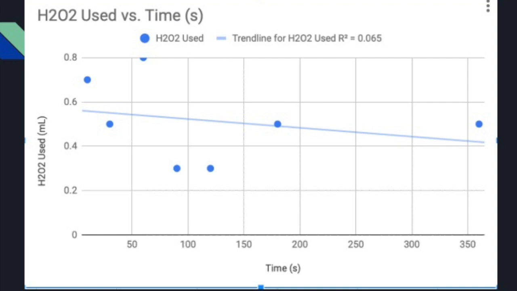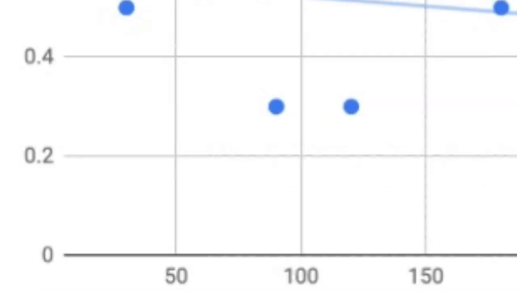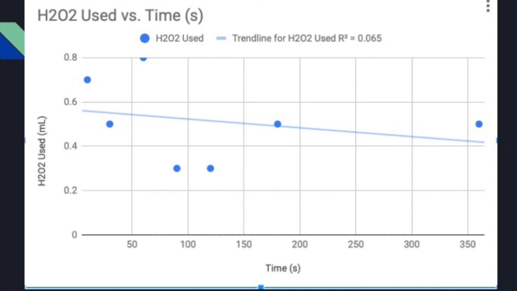Between 90 and 120 seconds, the amount of hydrogen peroxide left remains the same, which corresponds with our understanding that reaction rate levels off as time progresses. Notice that beyond 120 seconds, the remaining amount of hydrogen peroxide actually increases from 0.3 milliliters to 0.5 milliliters.